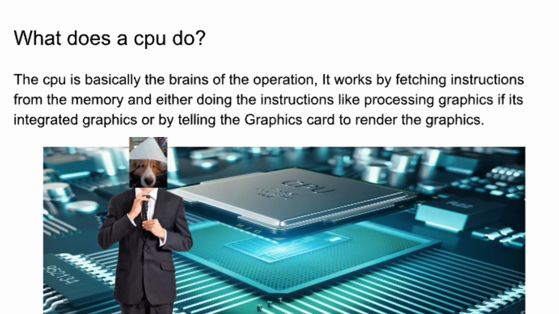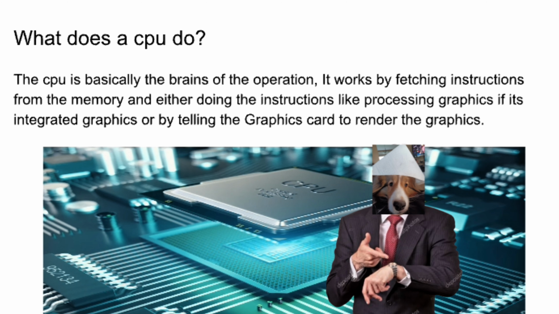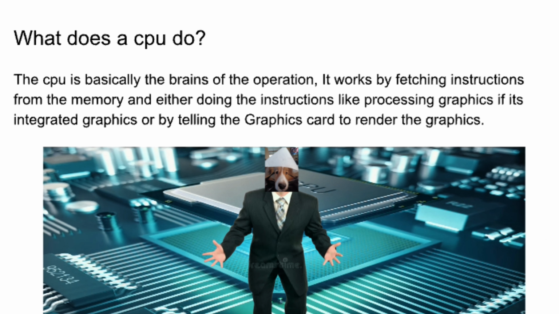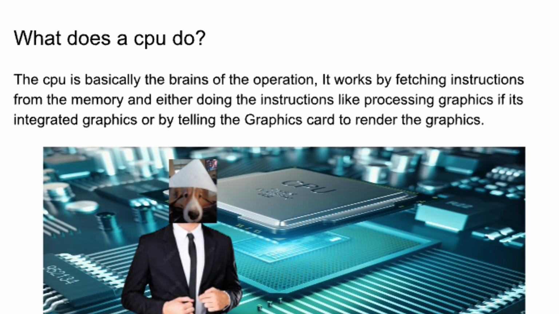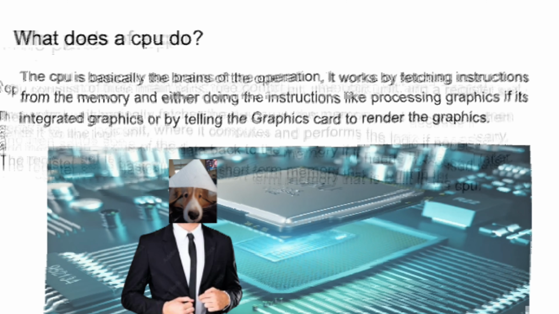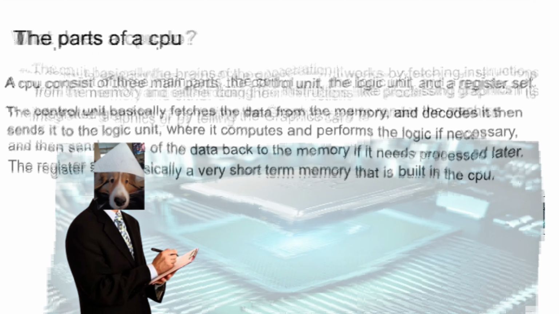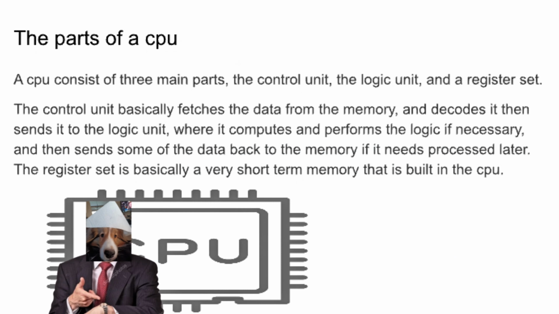What does a CPU do? The CPU is basically the brains of the operation. It works by fetching instructions from the memory and either doing the instructions, like processing graphics if it is integrated graphics, or by telling the graphics card to render the graphics.